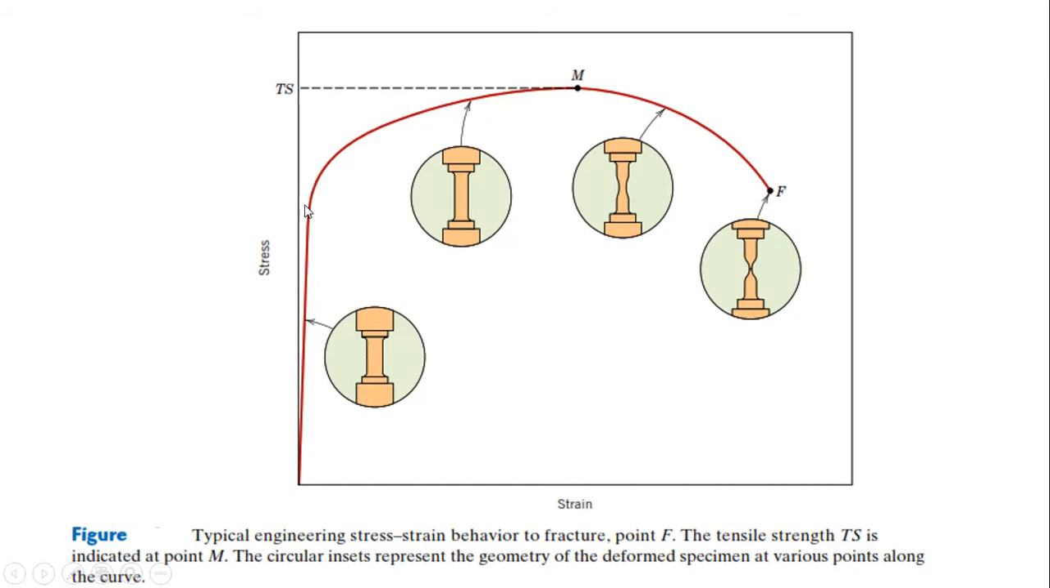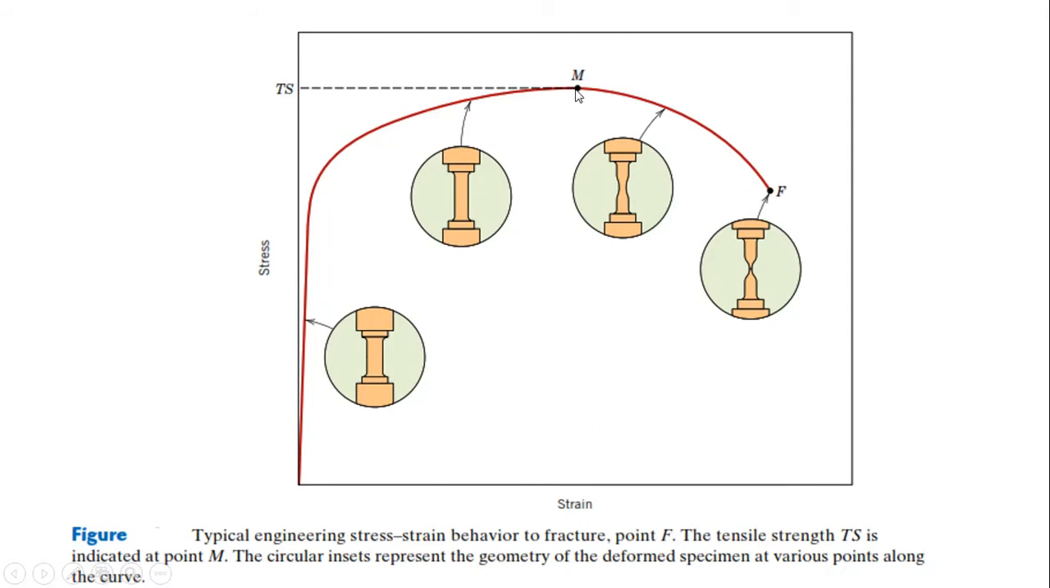So this point we call the yield point. Yield point is the maximum limit of the elastic stage. After that, the material will go into plastic deformation. What do you see in the plastic deformation? With a small increase in stress value, the strain is very large.